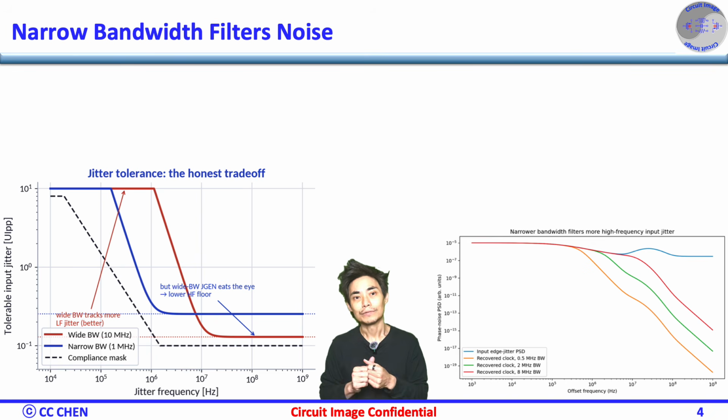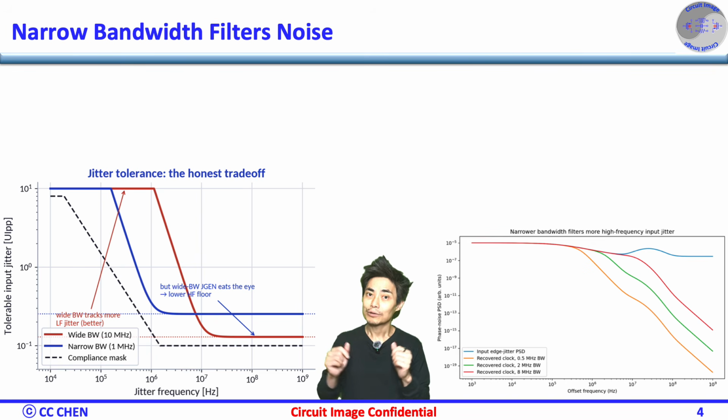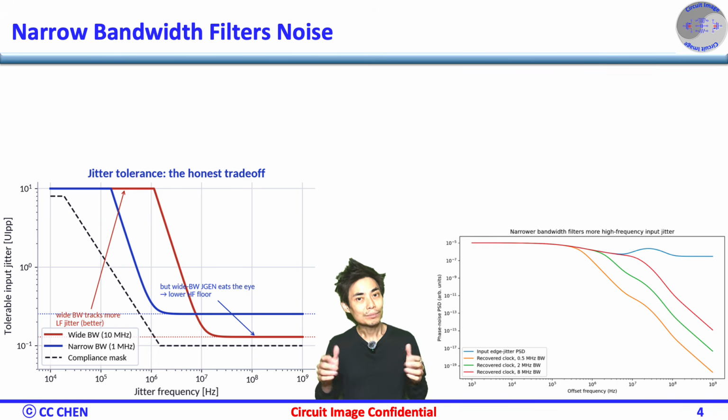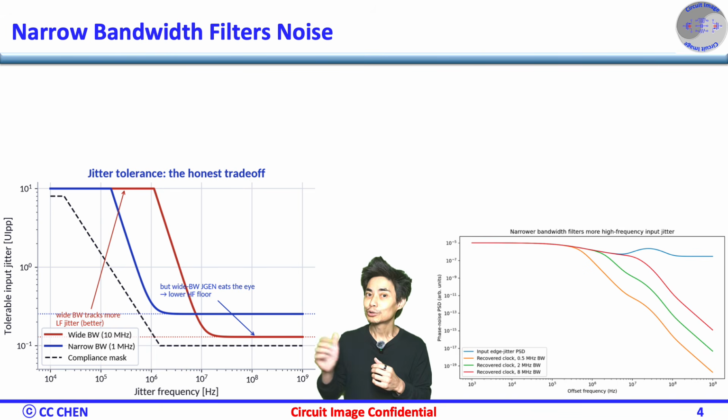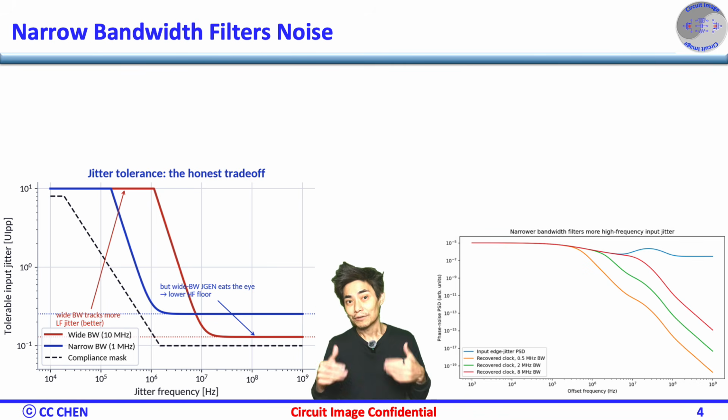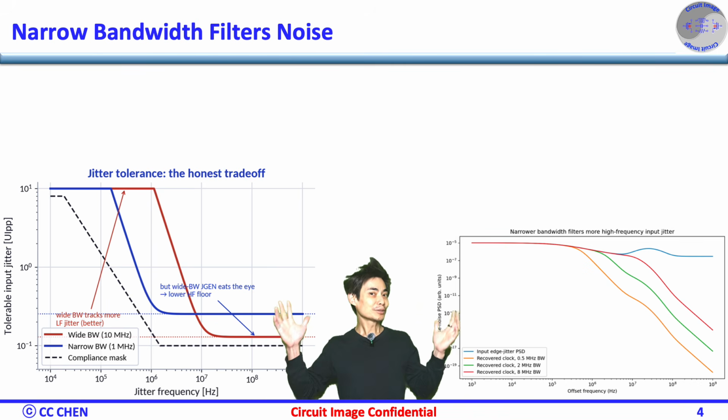This is the key trade-off. A wide CDR follows more. A narrow CDR filters more. Good design means choosing what should be followed and what should be filtered. What if the bandwidth of the CDR is too much?